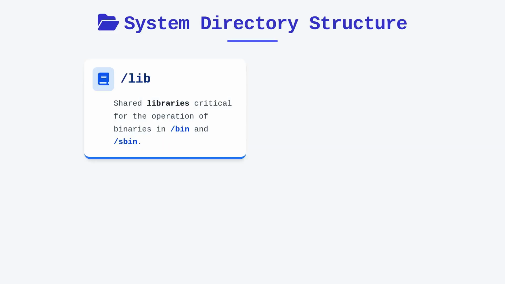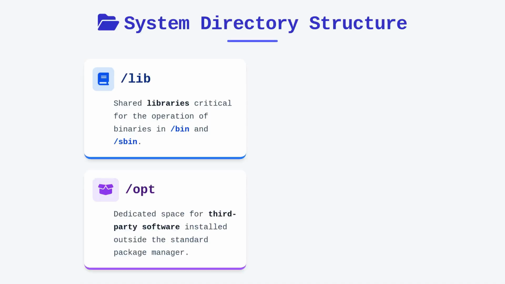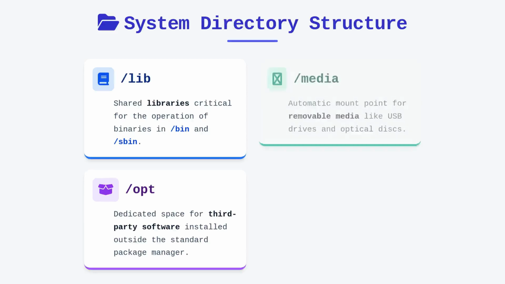We also have directories designed for libraries, mounting, and optional software. The /lib directory contains shared libraries necessary for the binaries located in /bin to function correctly. When you install third-party applications outside of the package manager, the /opt directory is the standard location for these locally installed software packages.